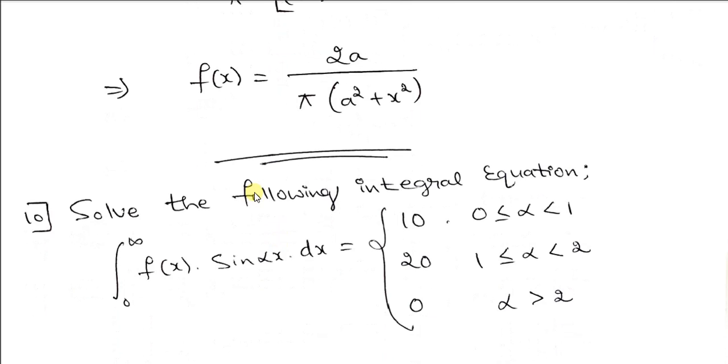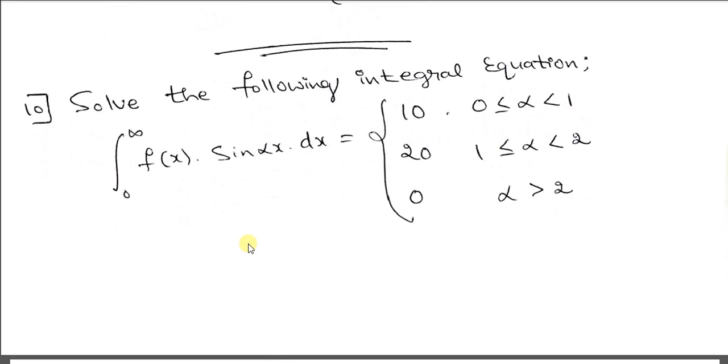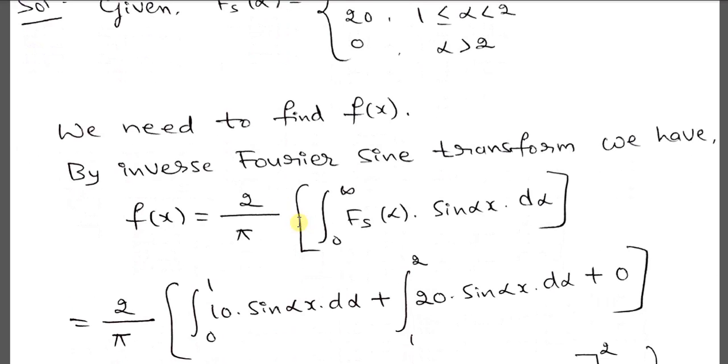Let's take one more problem and we'll wind up. Solve the following integral equation. Again, the same kind of problem as in the previous case. Integration 0 to infinity f of x sin alpha x into dx takes 3 values, right? Again you have to find the f of x value. Since it is a sine function, it is sure that to find f of x we have to start with the inverse Fourier sine transform, right? Fine. So this is the given function. Let's write down the formula first. It is 2 by pi integration 0 to infinity Fs of alpha sin alpha x into d alpha.